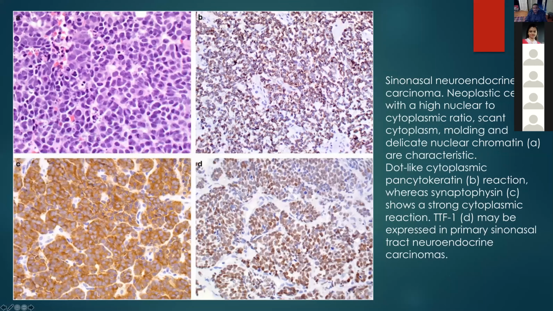Panel C on the screen is synaptophysin. Panel D is TTF. And I am not very sure if you guys know what TTF is, but TTF is a thyroid factor which is expressed by most lung cancers. Paradoxically, it is expressed by lung cancers, and on the top, on the right side, which is panel B, you see cytokeratin. So you would not have missed it if you followed that seminal slide on the first panel.